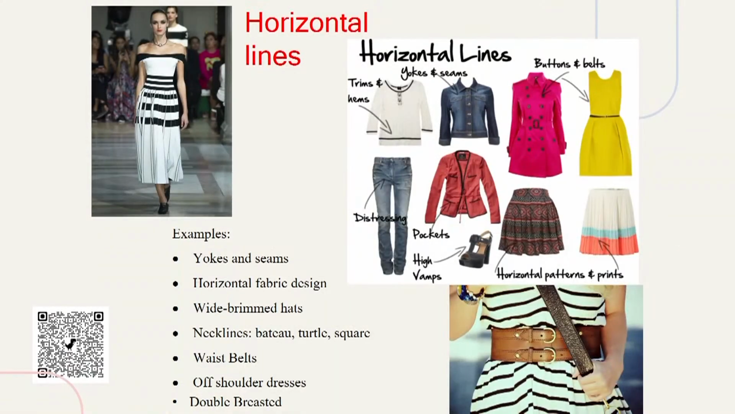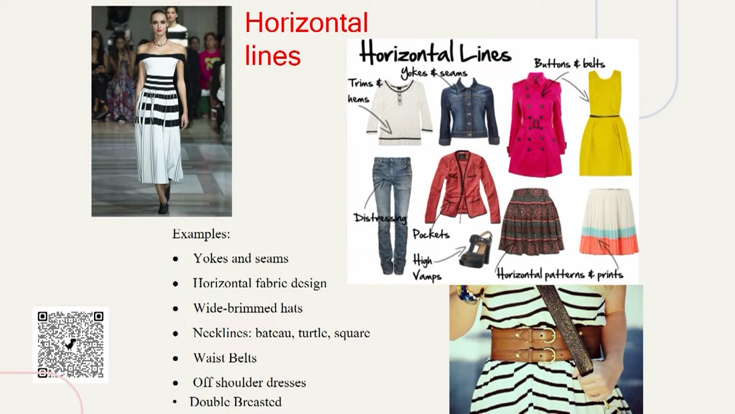Let's look at some more examples of horizontal lines as shown on your screen. These are some further examples of horizontal lines. There are other ways by which you can incorporate horizontal lines in the garment: yokes and seams, off-shoulder dresses as shown in the very first image. Apart from that, horizontal fabric designs, wide brim hats which have the illusion of horizontal lines, and necklines, for example turtle neckline and square neckline, are all also part of horizontal design.